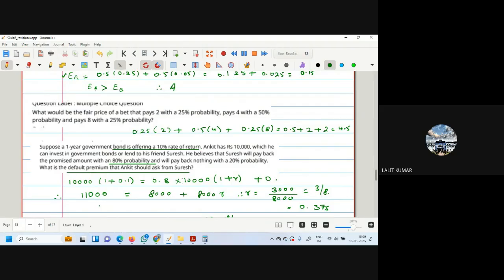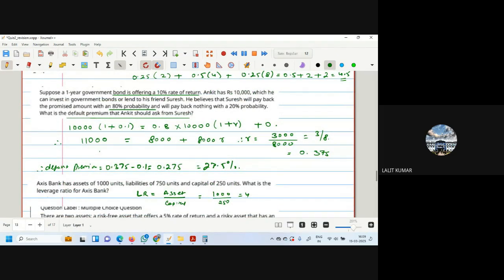Second is what would be the fair price of a bet that pays 2 with a 25% probability, pays 4 with a 50% probability, and pays 8 with a 25% probability. So straight away we put the probabilities, find the expected value, which comes to 4.5.